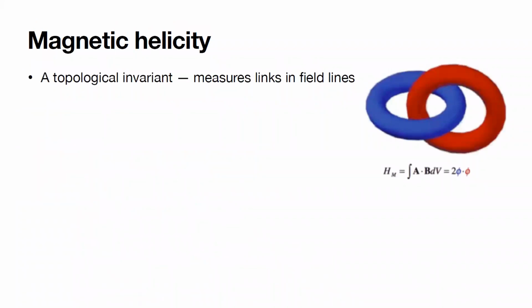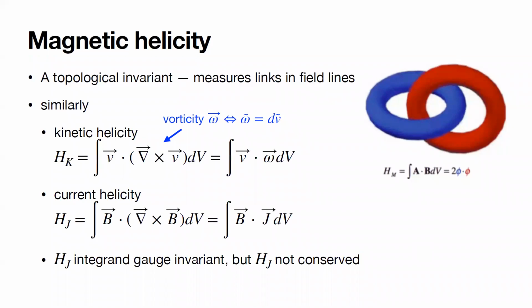What is this thing, the helicity? It turns out it also has a meaning. It is a topological invariant. It tells us how the magnetic field lines are linked to each other, right? So things like you see in the picture there, when field lines are linked, that's the word, linked. So it measures links in field lines.